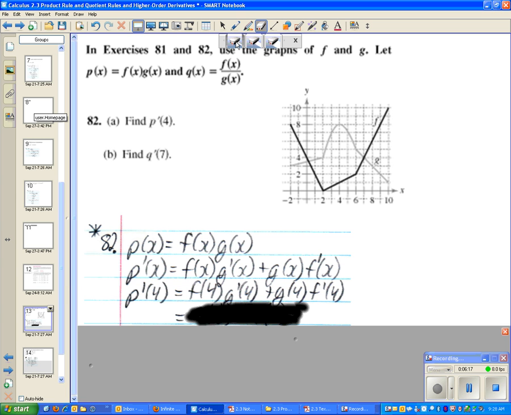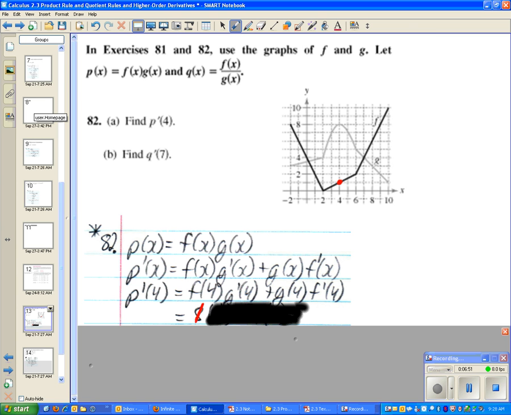All right. F of 4. Well, you see the graph of f, and f of 4, there's the point on f when x equals 4. So what's f of 4? Not 8 like I said. 1. All right. Then we've got to find g prime of 4.